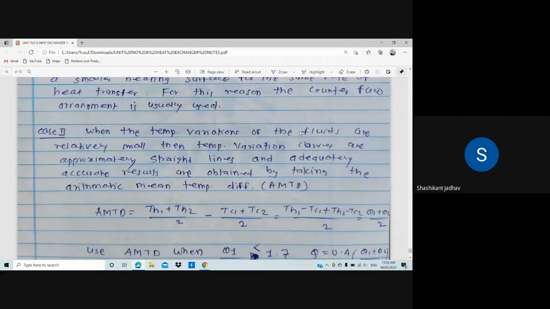समजले का? तर असं का झालं तर θm ची व्हॅल्यू काउंटर फ्लोची जास्त आहे. θm ची व्हॅल्यू जास्त असल्यामुळे Q तुम्हाला काउंटर फ्लो मध्ये जास्त मिळतोय. त्यामुळे रेट ऑफ हीट ट्रान्सफर कशामध्ये जास्त असणार आहे? काउंटर फ्लो मध्ये जास्त असणार आहे.